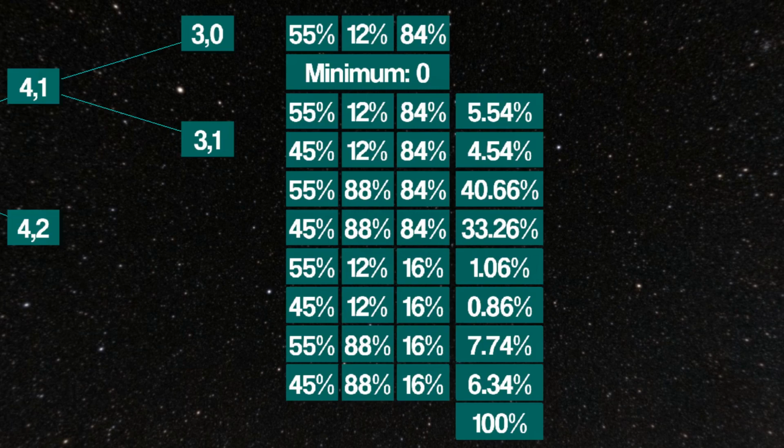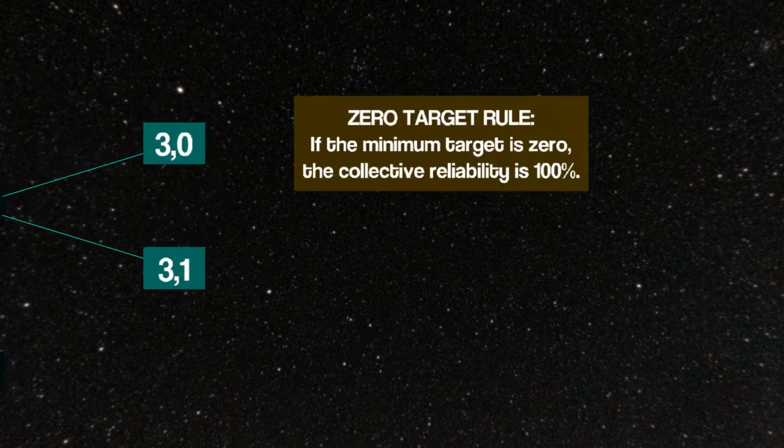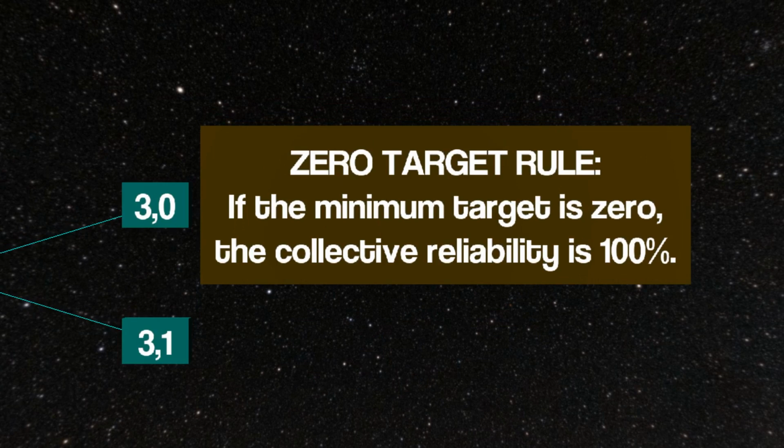If the minimum target is 0 and you break down all of the outcomes and calculate them and add them all up, you will always get 100%. And this is a waste of time. So we can replace this with a simple golden rule, the 0 target rule. If the minimum target is 0, the collective reliability is 100%.